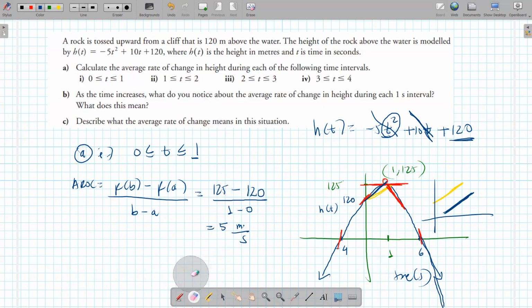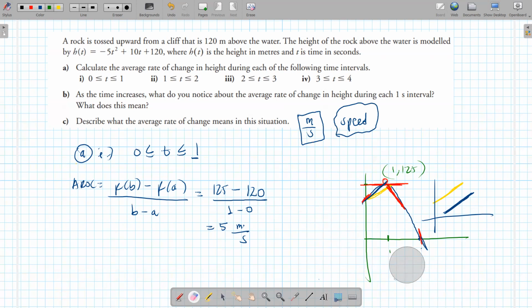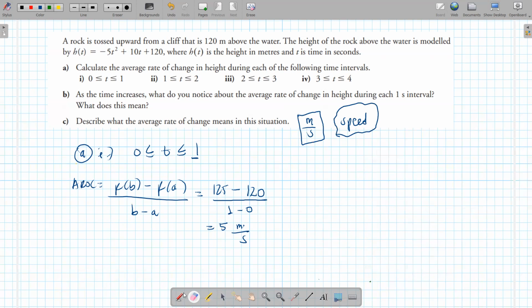Describe what the average rate of change means in this situation. We know the units for the slope are meters per second, which is speed. Meters is distance, time is seconds. We're not actually concerned about the negative quadrants here because time cannot be negative. So let me just redraw this. This is our curve, and this is all we're interested in. What does the average rate of change represent? The answer is in the units.